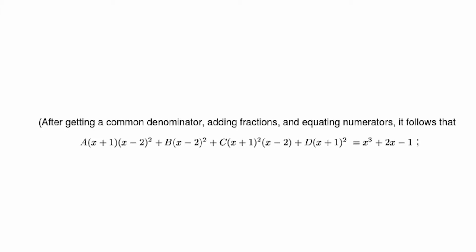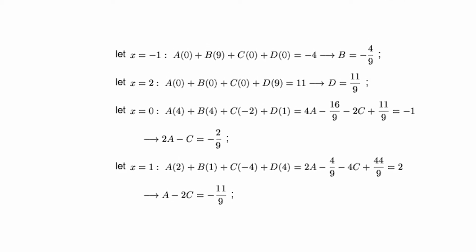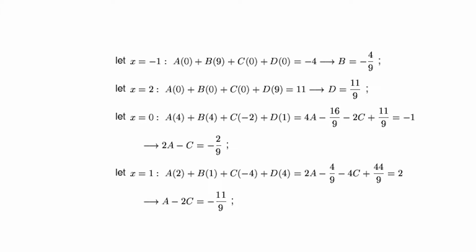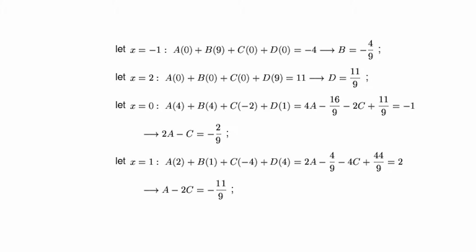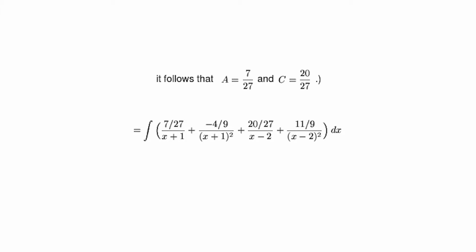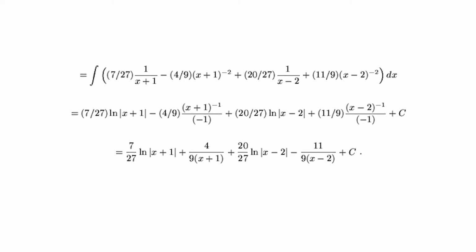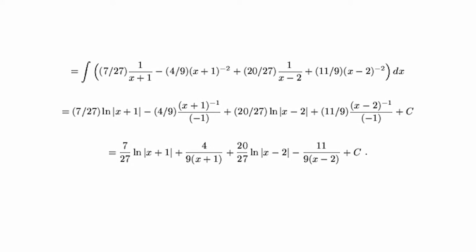By algebraic manipulations, we transform those fractions into this equation. Again, we shall assign values to x in which we zero out the rest of the terms and get the values for our numerators. Next, we will assign those values into the numerators of our partial fractions. Next, we will integrate the resulting function to get the following answer: 7/27 ln|x plus 1| plus 4/9 times (x plus 1) plus 20/27 ln|x minus 2| minus 11/9 times (x minus 2) plus C.